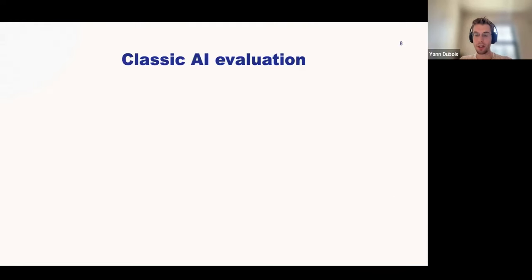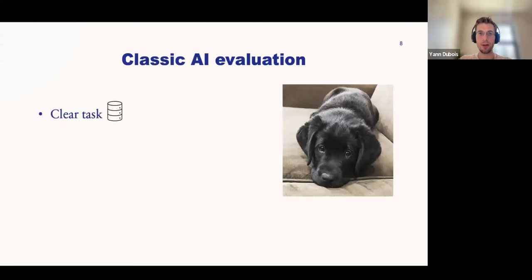So classic AI evaluations: I want to just set the stage a little bit, and then I'll talk about why LLM evaluation is actually a little bit challenging. In classic AI evaluation, you usually have a very clear task in mind. For example, if you're building a dog classifier, the task is classification of whether there's a dog in an image or not. So here, it's very easy to decide what data to use for evaluating. It's basically data that is very similar to the data that your AI model will encounter when deployed in the real world.